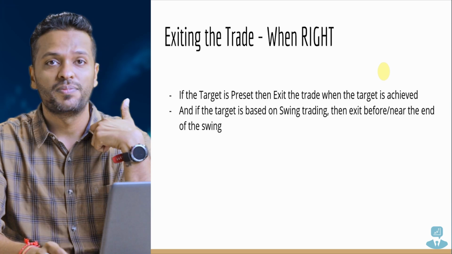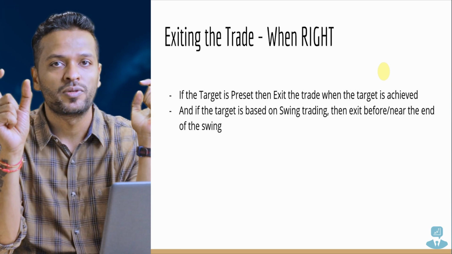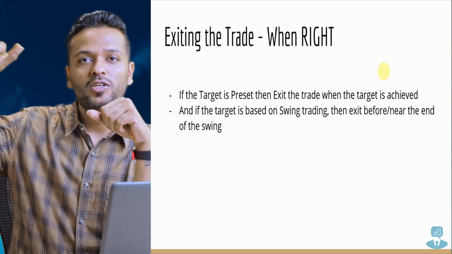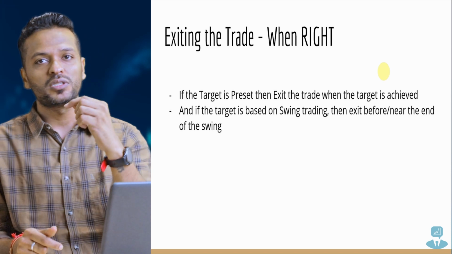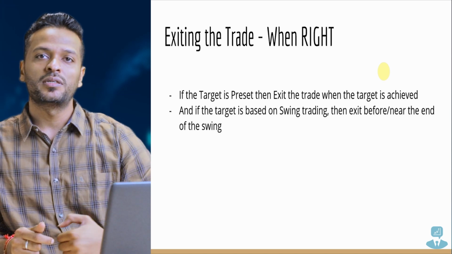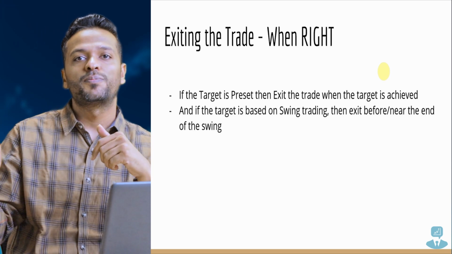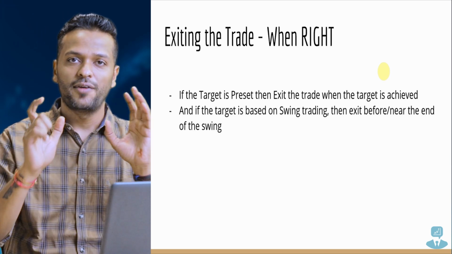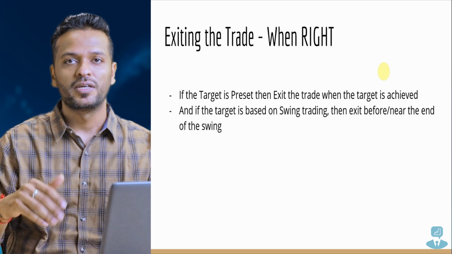If your profit is achieved, exit from the trade. And if you're trading, say, based on swing trading, then exit before or near the end of the swing. Don't wait for the swing to be completed, because sometimes the market goes near the swings and makes a U-turn and people get stopped out. So exit near the swing. Don't wait for the swing to complete and then think about what to do. Have your target set up. Keep your profit targets there. Exit once your target is achieved.